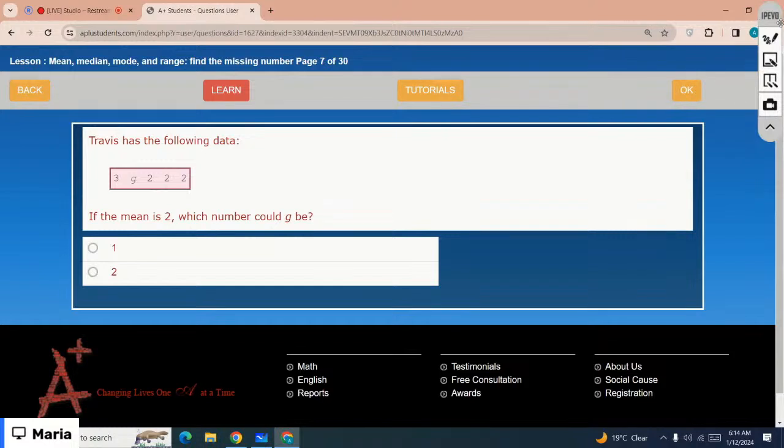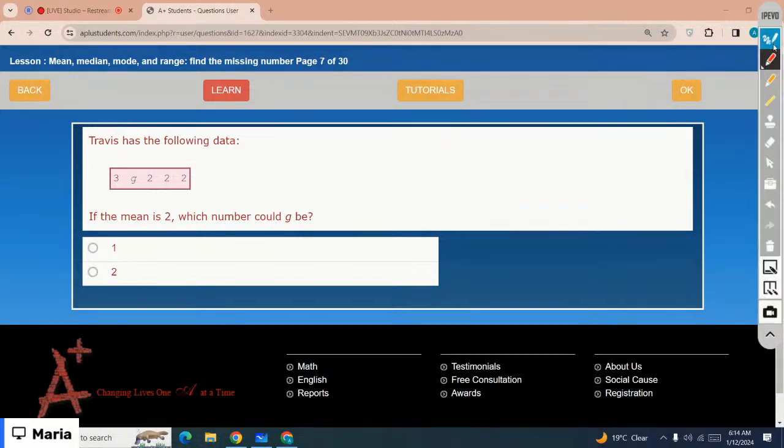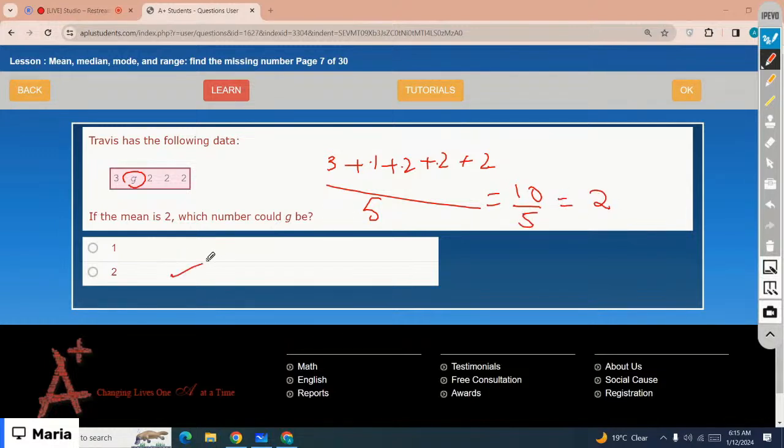Mean is 2, right? How do we calculate mean? We add all the numbers and divide by the number of values, right? Let's suppose G is 1. So 3 plus 1 plus 2 plus 2 plus 2, and you have to divide them by 5. That is 10 over 5. So 5 times 2 is 10. Yes, the correct option is G could be 2. The correct option is 2.